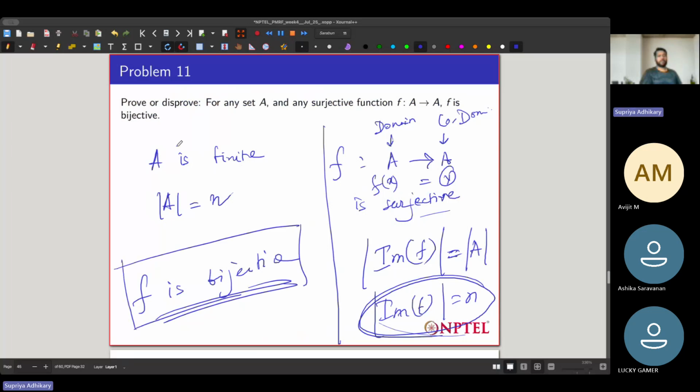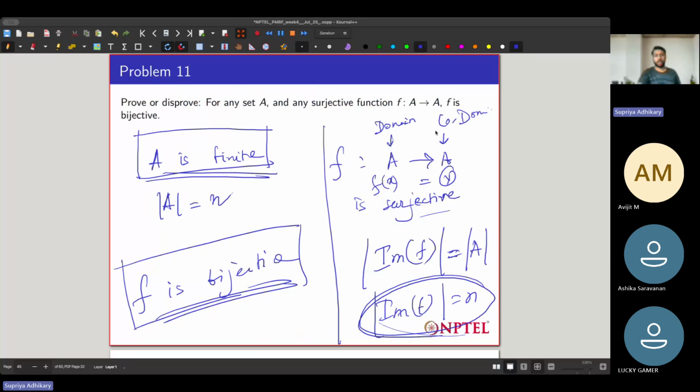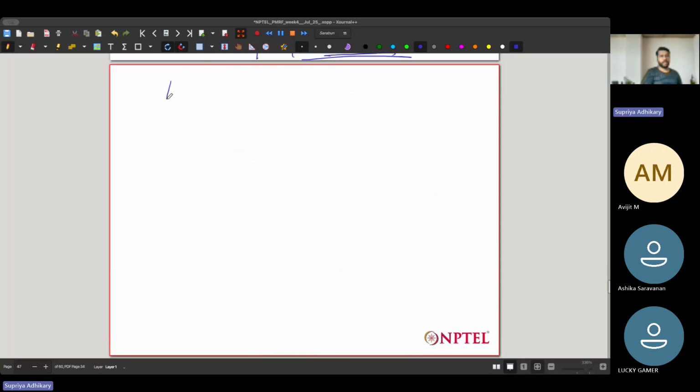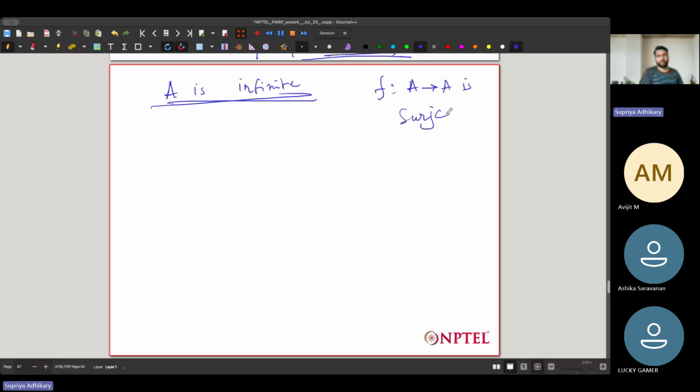Now we have proven that f is bijective only with the assumption that A is finite. If the set A is finite, then any surjective map from A to A should be a bijective map also. But what happens if A is infinite? Can we say that the same result holds? That is, if we find a map from A to A which is surjective, this should also be a bijective map. Can we say that?